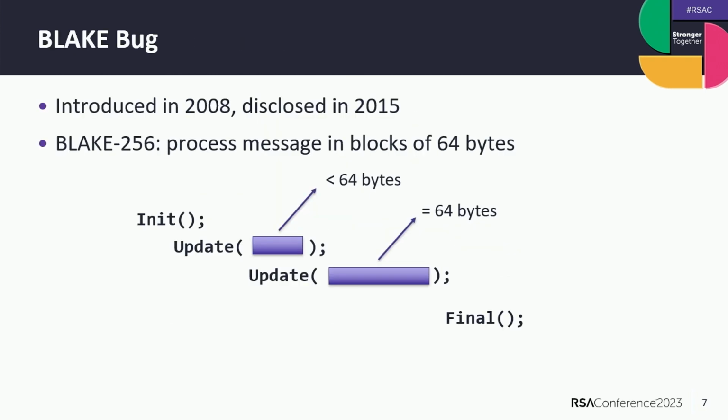So now that we talk about a few bugs, here is a bug that was present since 2008 when the SHA-3 competition started. A few years after the competition finished in 2015, the bug was disclosed. It's related to one of the 5 finalists, in this case Blake 256. There's also a Blake 512, but for Blake 512, the message is processed in blocks of 128 bytes.